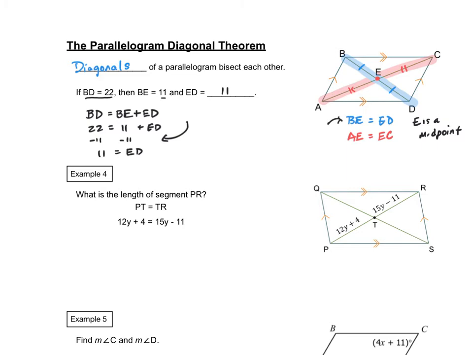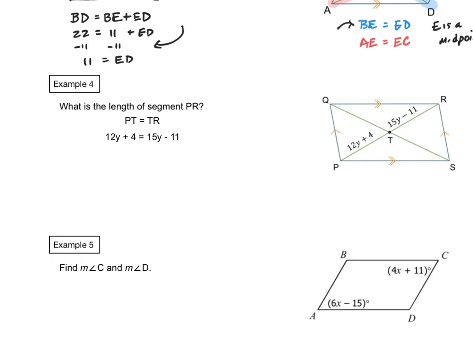Let's see here, example 4. So we're not just given a number. What we're doing is we are given two polynomials, but I know that I have a parallelogram, and my diagonals bisect each other. So that means that T is a midpoint. That means that RT is equal to PT, and that's what I've set up here. PT is equal to TR. And then I've done some substitution, right? PT is 12y plus 4, and TR is 15y minus 11.